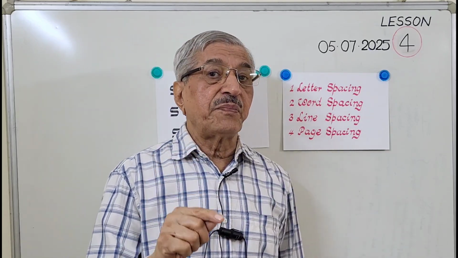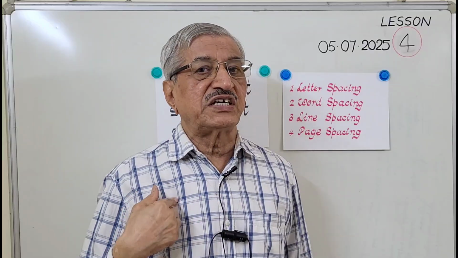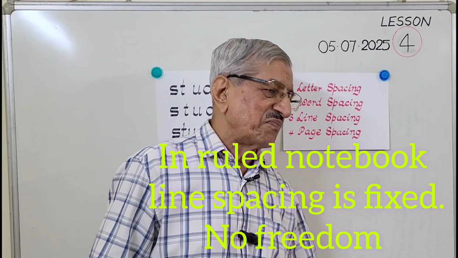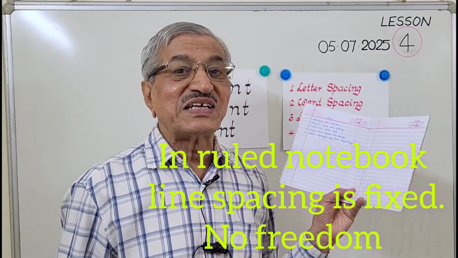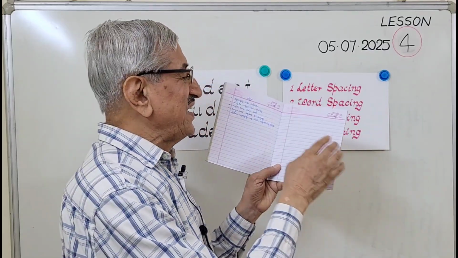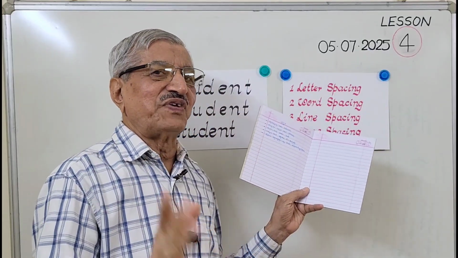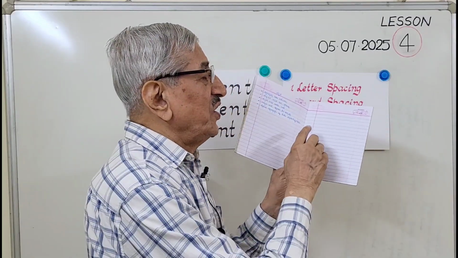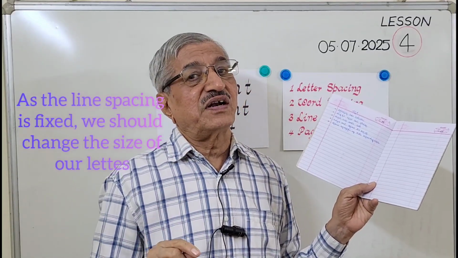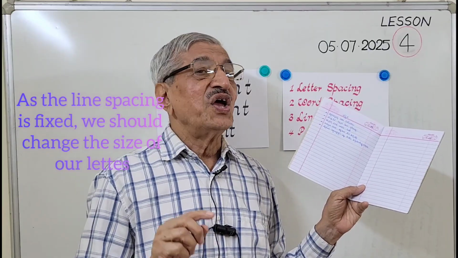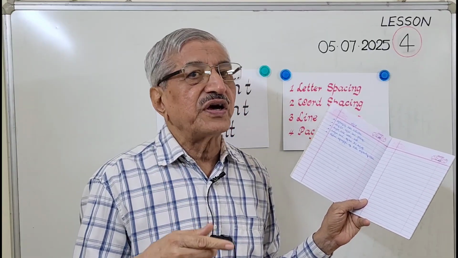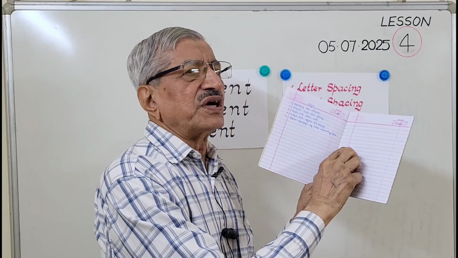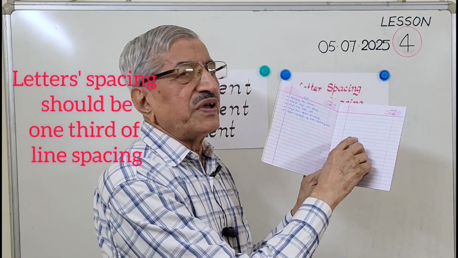So in white paper or unruled paper we have that freedom. We can decide the line spacing. But in a ruled notebook, the line spacing is already fixed. Therefore, what we should do is reduce the size of our letters. If the letters are too small, you should increase the size also. It should be approximately 1/3 of the gap between the lines.